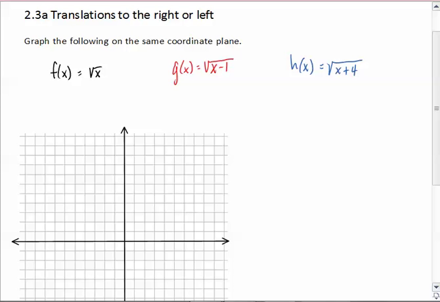We're going to take a look at translations to the right or left with a family of graphs. And let me explain really quickly what we mean by a family of functions.